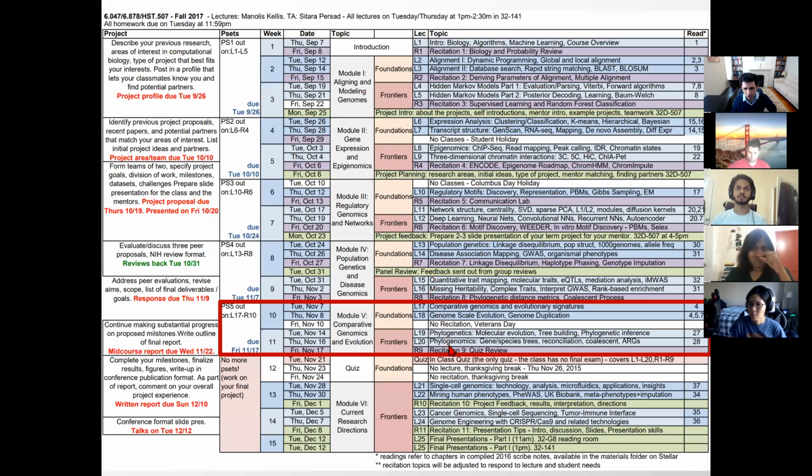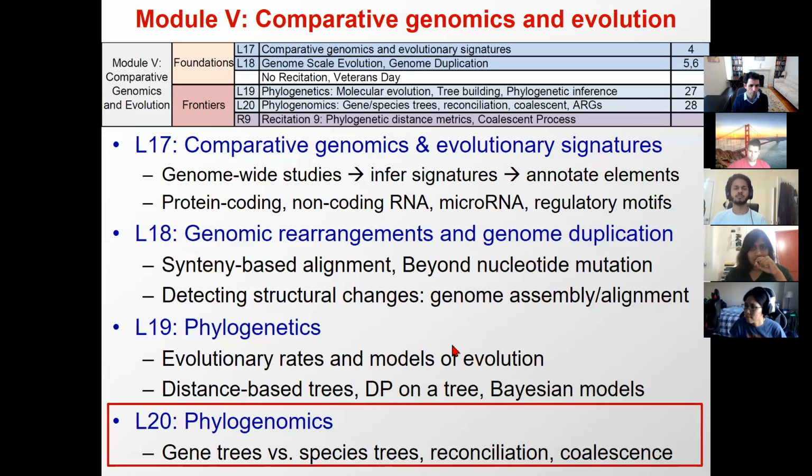And this is the last lecture before the quiz. I mean, we have one more lecture on single-cell genomics on Thursday, and then the quiz will be next Tuesday. But it's the last lecture that will be part of the quiz, and it completes the first 5 modules of the course before we get into the research directions. So today we're wrapping up the section on comparative genomics, on genome scale evolution, on phylogenetics, and today phylogenomics.